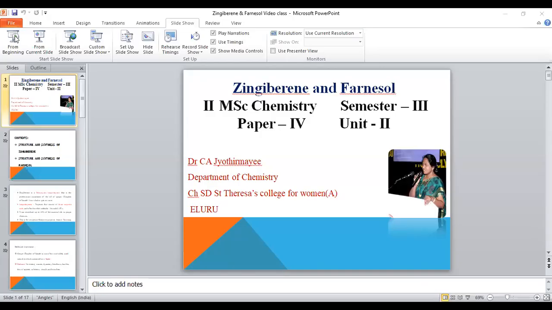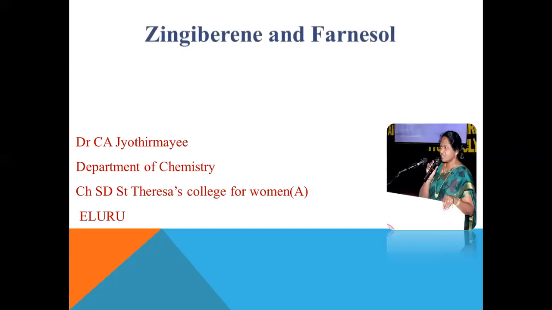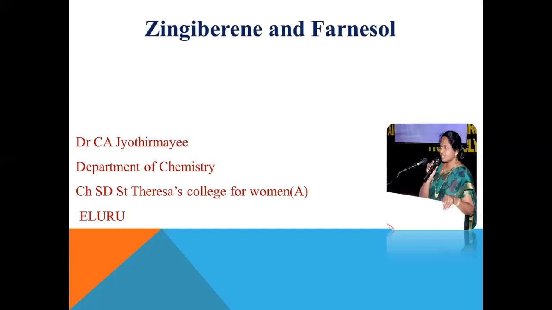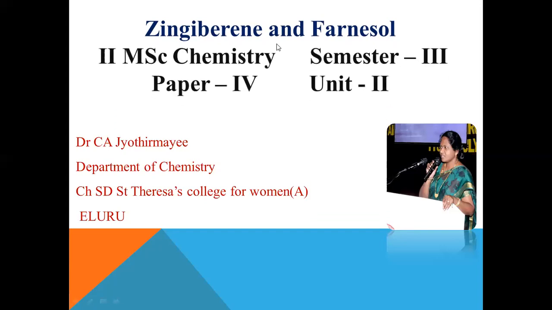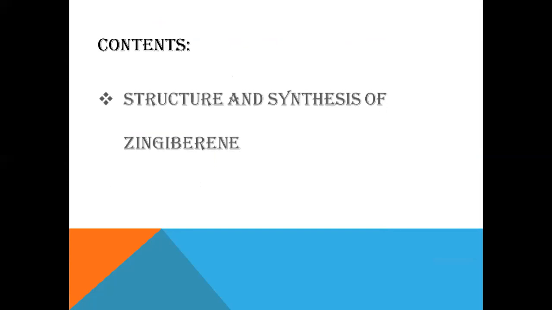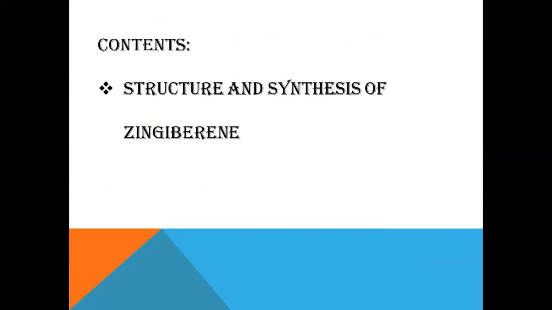Today, I would like to discuss two important terpenoids, namely gingiberine and farnesol. In the last class, we discussed what terpenoids are, how they are isolated from plant sources, and what the classification of terpenoids is. We also discussed the general methods of extraction of terpenoids. Today, we shall discuss two important terpenoids which have very good biological importance.